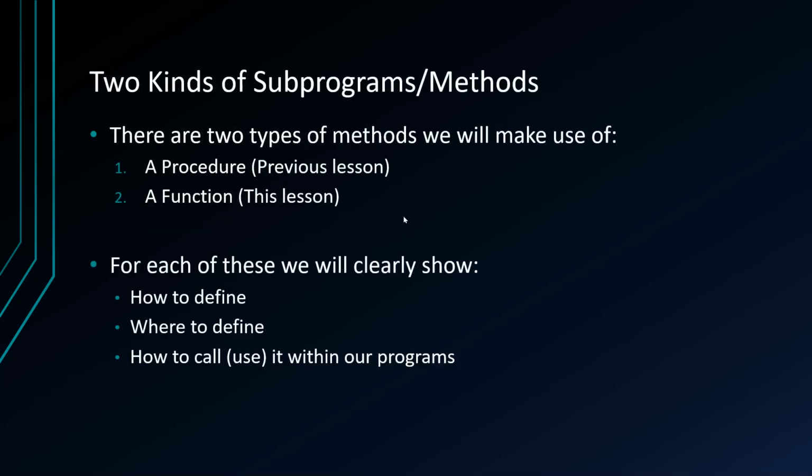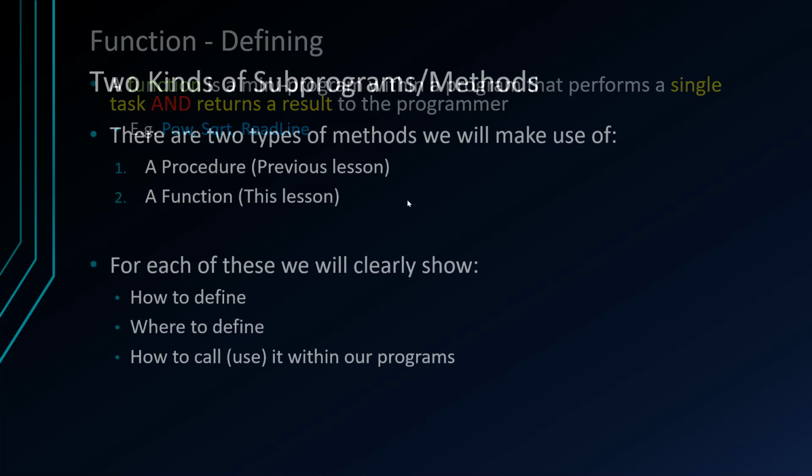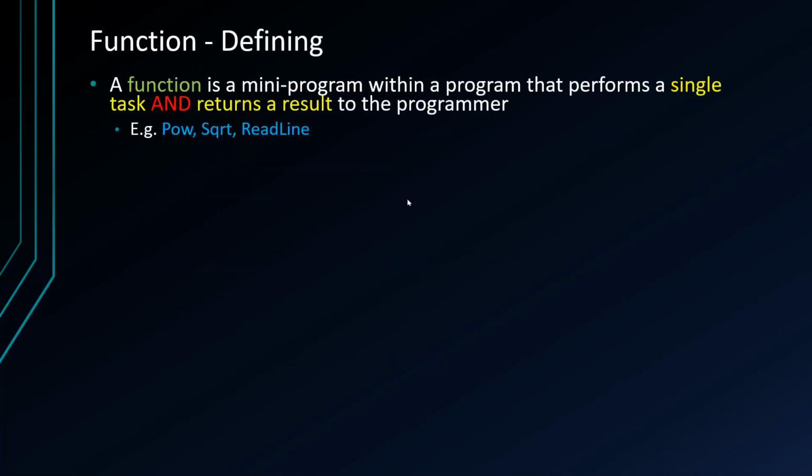Yesterday we talked about the fact that there are two types of subprograms or methods, procedures and functions. We did procedures yesterday. Today is those functions. All right. So let's get right into it. Now, if you remember yesterday, the definition of procedure was a mini program within a program that performs a single task. Full stop, right there. A mini program within a program that performs a single task.